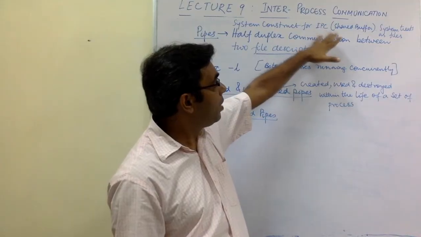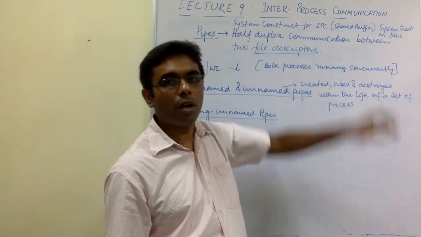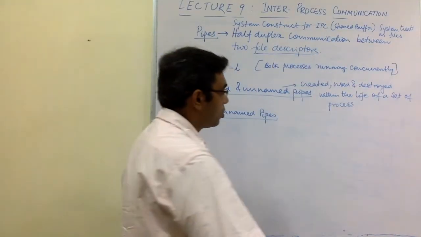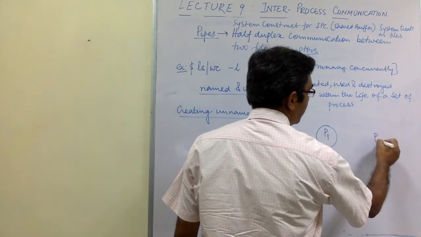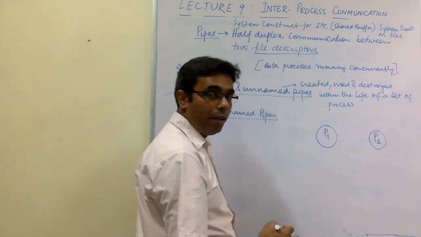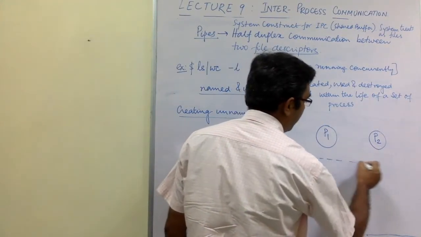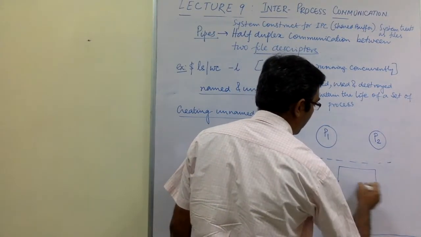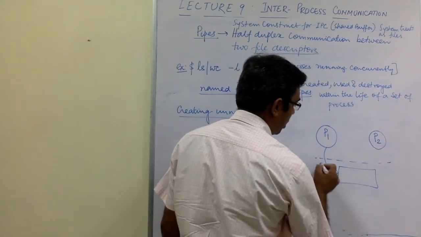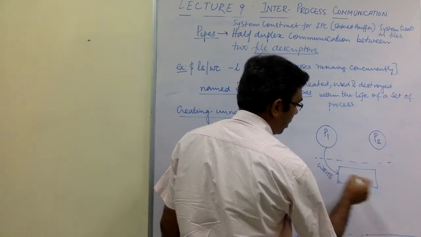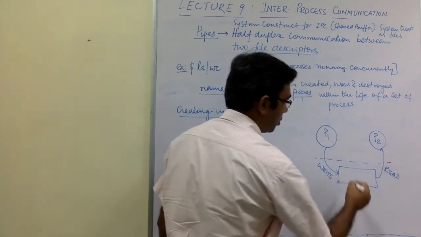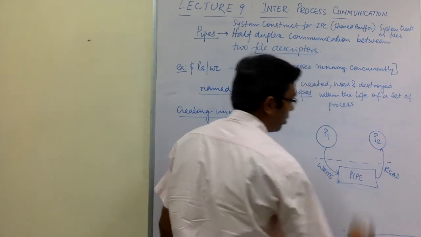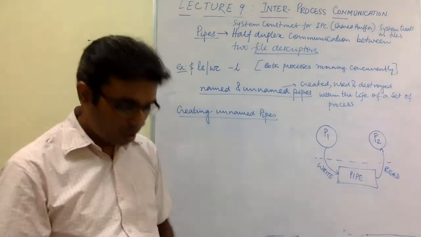It can be treated as something of a shared buffer. We have a process P1 which would like to write something, and a process P2 which would be reading from that, and the kernel maintains some kind of buffer. Process 1 writes into it and the other reads from it. So this is a shared buffer, and we can call it a pipe.